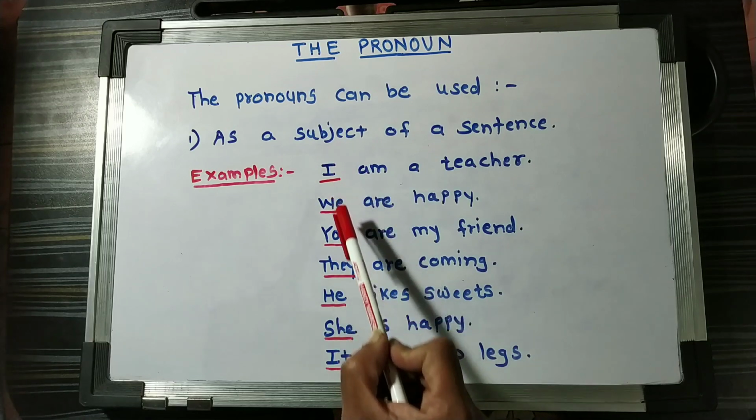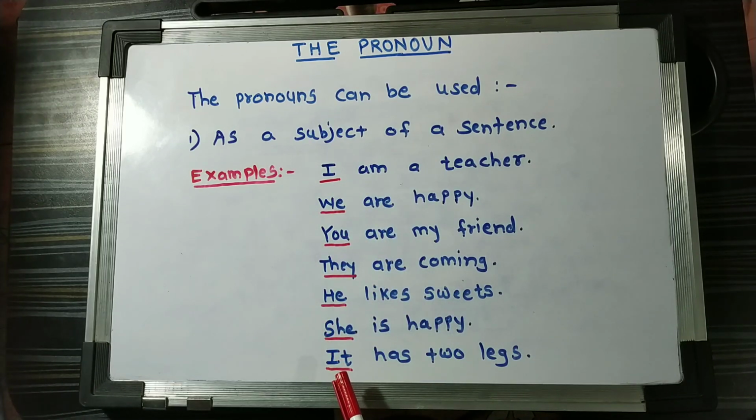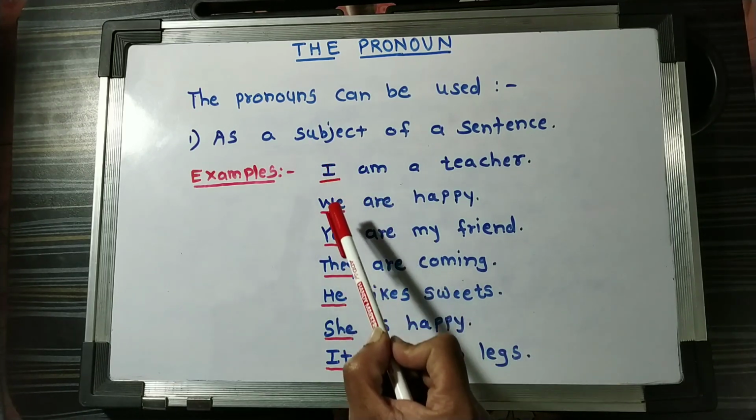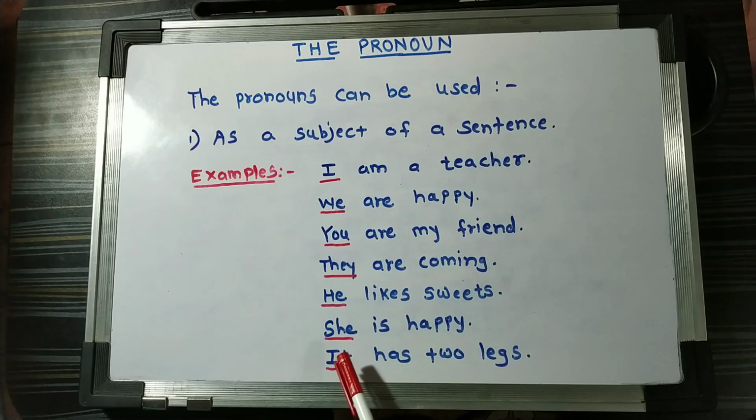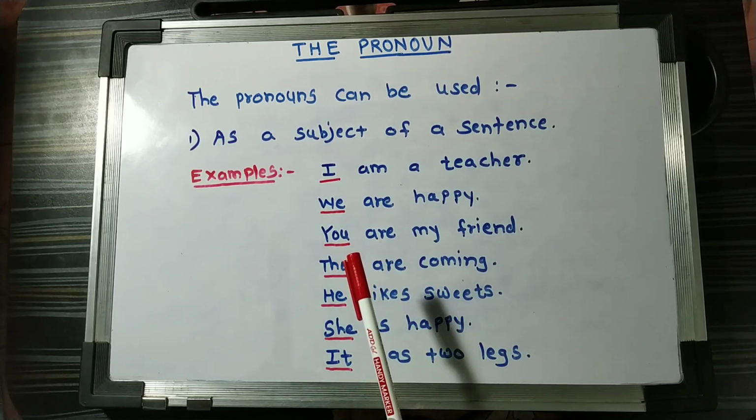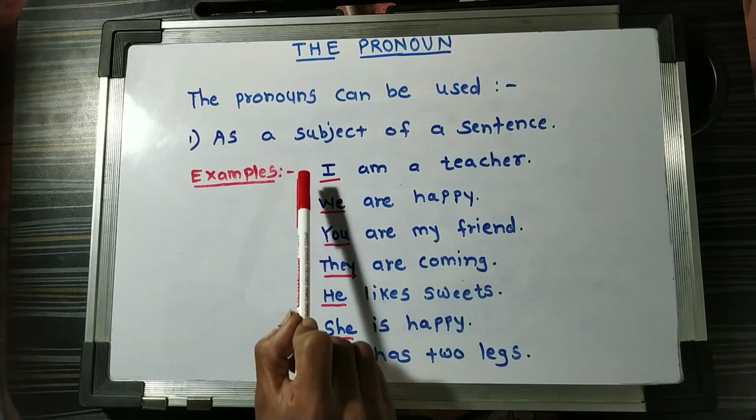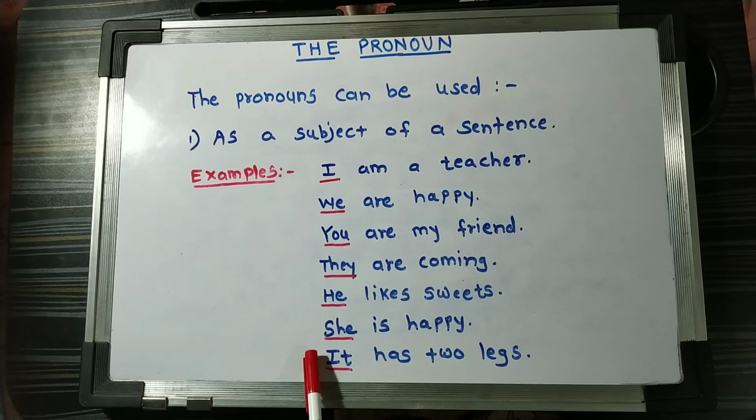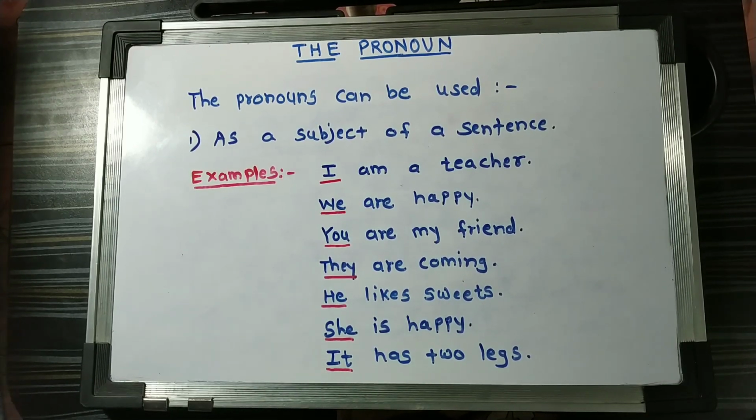Why do all these pronouns work like subject of a sentence? Because they are placed in the beginning of sentence. Therefore, it becomes clear from this that pronouns can work like a subject of a sentence when they are placed in the beginning of a sentence.